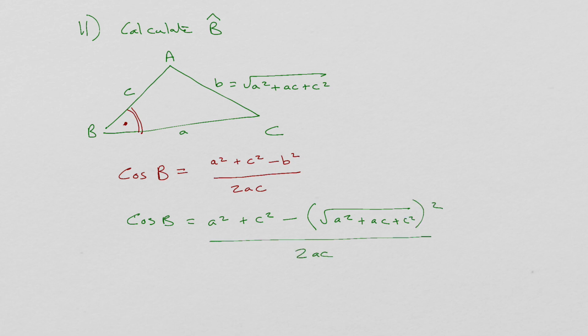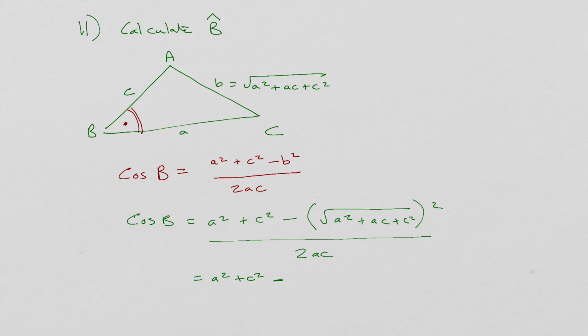Now the answer you have in your booklet is the same, except they haven't used this format of the formula. They've used the other format when you're looking for the sides. But frankly, this is definitely going to be easier. So this is a squared plus c squared. The square root and the square are going to cancel, so I'm going to have minus.